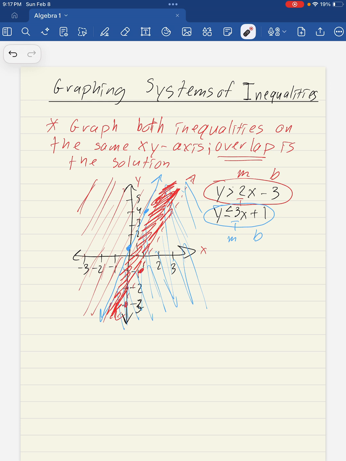So again, you do have to understand what these actually mean. Graphing it is step number 1. Understanding it is step number 2.